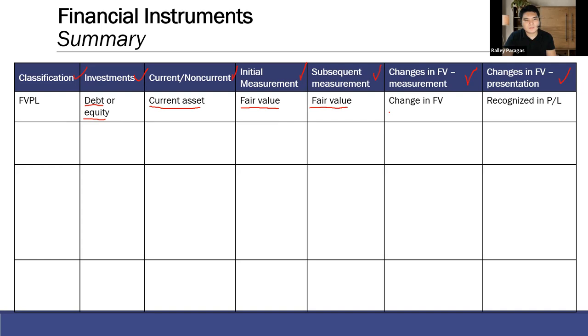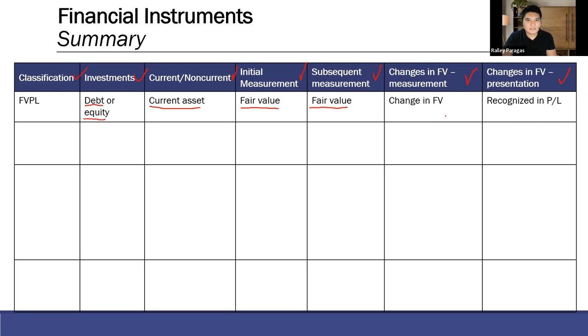Okay, and then how do you measure the change in the fair value? Straightforward lang. Kunin mo lang yung current fair value mo, and then i-deduct mo dun sa previous fair value mo. So if you purchased that particular investment noon-noon pa, kunin mo yung previous carrying amount mo last year and then i-measure mo yung current fair value at the end of the year this year, yun na yung change in fair value mo. And then those changes in fair values should be recognized directly in profit or loss.